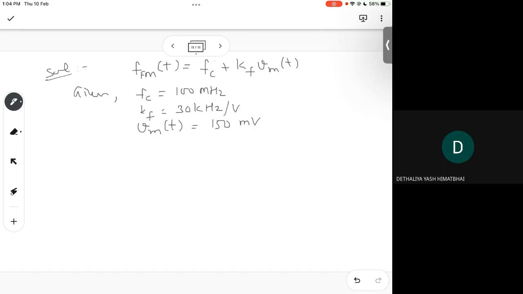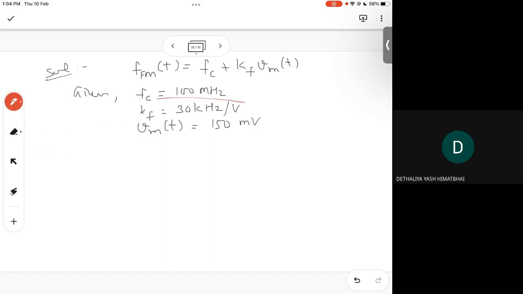Now, if you see here, the units are kilohertz per volt multiplied by volt, so it gets the same unit as kilohertz. Somebody had asked me this question, now it is very clear. Once we have understood the concept of instantaneous frequency, and through this example, the unit of the frequency deviation constant is kilohertz per volt. That is something you have to keep in mind.